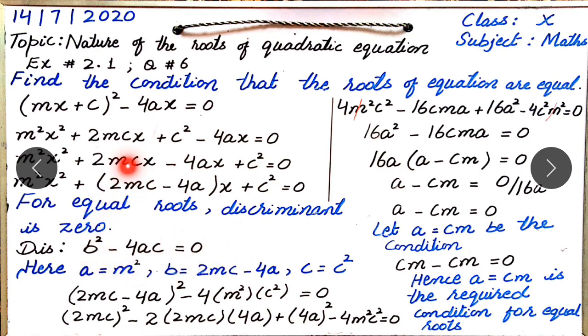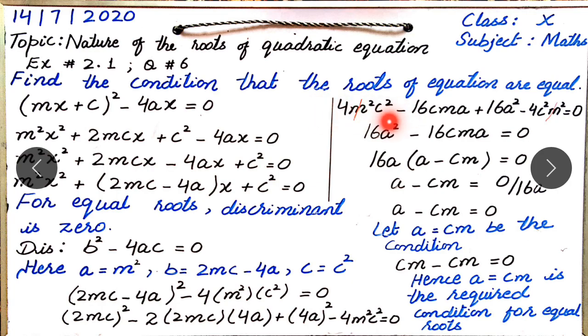The value of b is what? 2mc minus 4a. Then the value of a is what? m square. The value of c is c square. These have all been substituted here. Then (2mc minus 4a) makes a formula of (a minus b) whole square. So this is a square minus 2ab plus b square, and minus 4m square c square is written as it is.